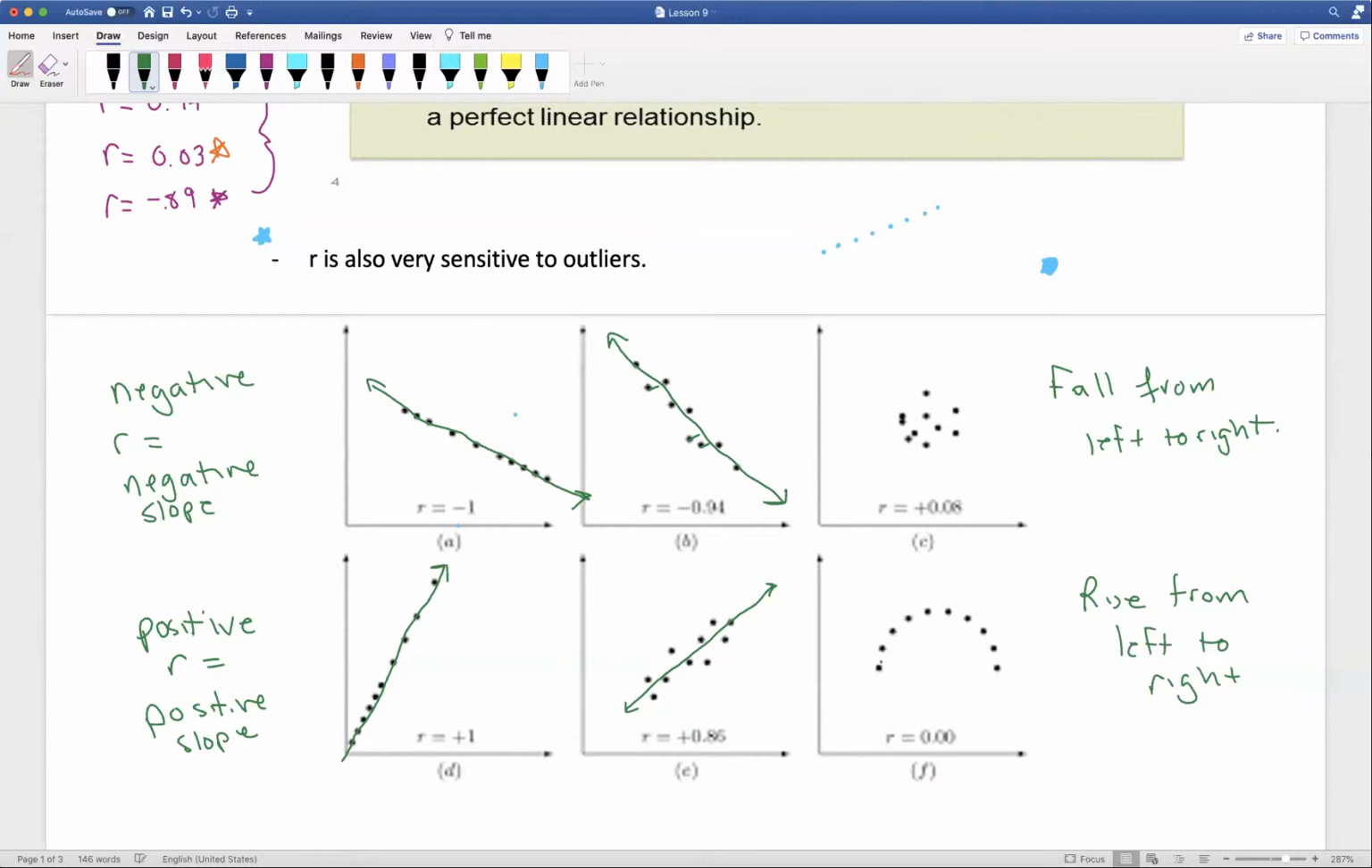This example over here, r equals 0, this is not linear at all, right? I mean, take a look at this. This is a semicircle, so there is no linear relationship between these ordered pairs here. So that's why it gets an r equals 0.